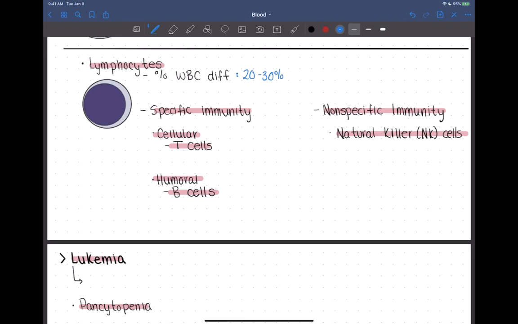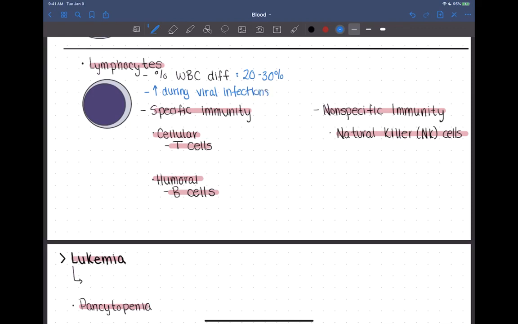All right, and so there are a few different types, as you can see here, of lymphocytes that we'll talk about. So they can either be very specific for a specific pathogen, or they can be non-specific where they just attack anything that's foreign to the body. Okay, so let's talk about that. So these lymphocytes are high, they're elevated during viral infections. So they're very skilled at fighting viruses.